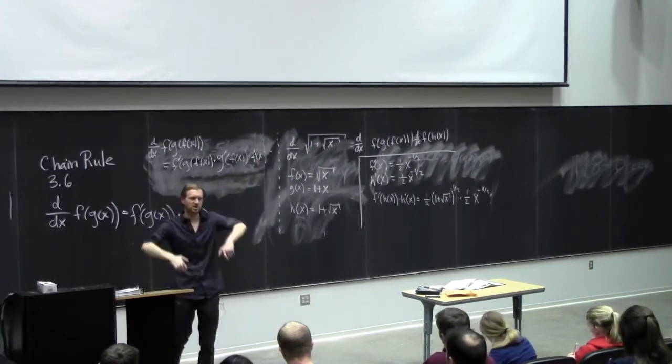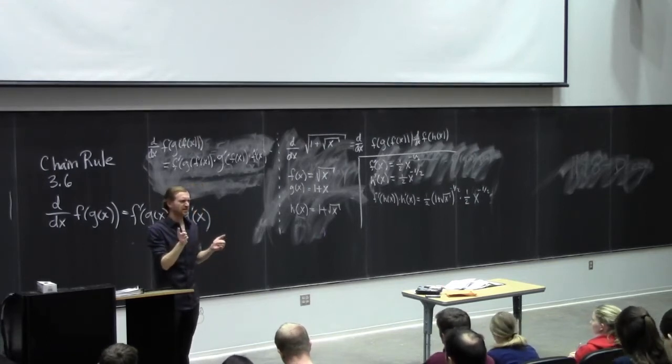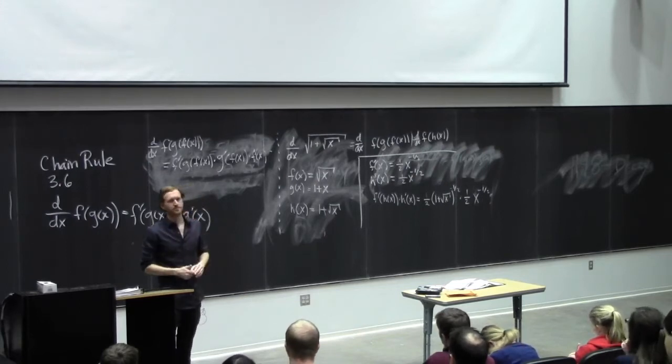I'm just applying the chain rule over and over and over again. Is it okay? If not, I'll just try to explain it better. If so, then I just keep on going. I don't care.